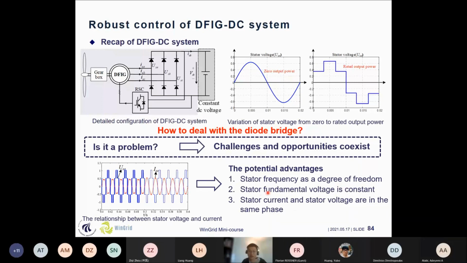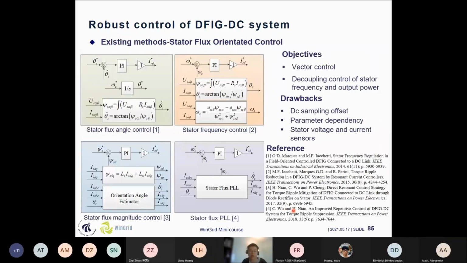And then the stator fundamental voltage is a constant, and the stator current and the stator voltage are in the same phase. You can see this from here. This is a very, very important characteristic. If you want to do further research in this area, you need to keep it in mind. And these are the existing methods of the flux orientation control.